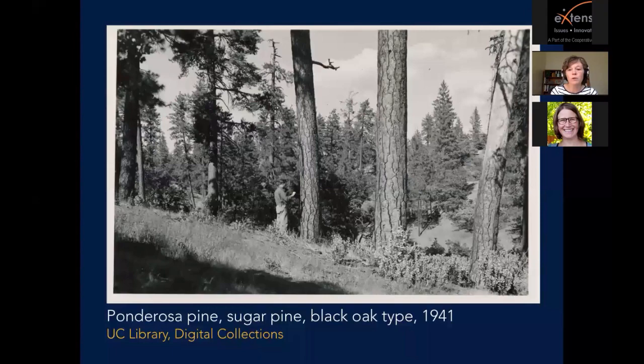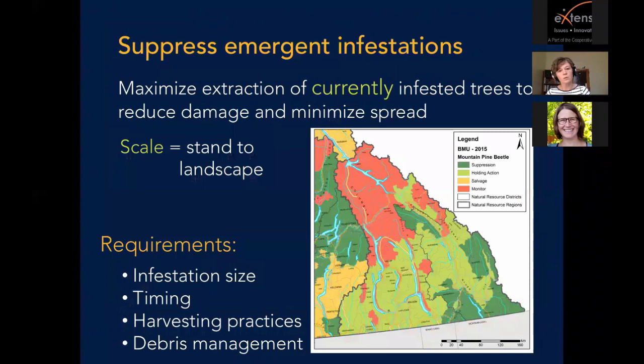I'm now going to talk about some of the direct mechanisms we can do to, and again, control was the wrong word probably. It's a nice alliteration. It's mainly mitigate. It's mainly to minimize damage by these insects. And so this is an example of the most southeastern corner of British Columbia. And the idea with sanitation harvests, sort of the beginning of an integrated pest management strategy, is you maximize the extraction of currently infested trees to reduce the damage and minimize the spread.